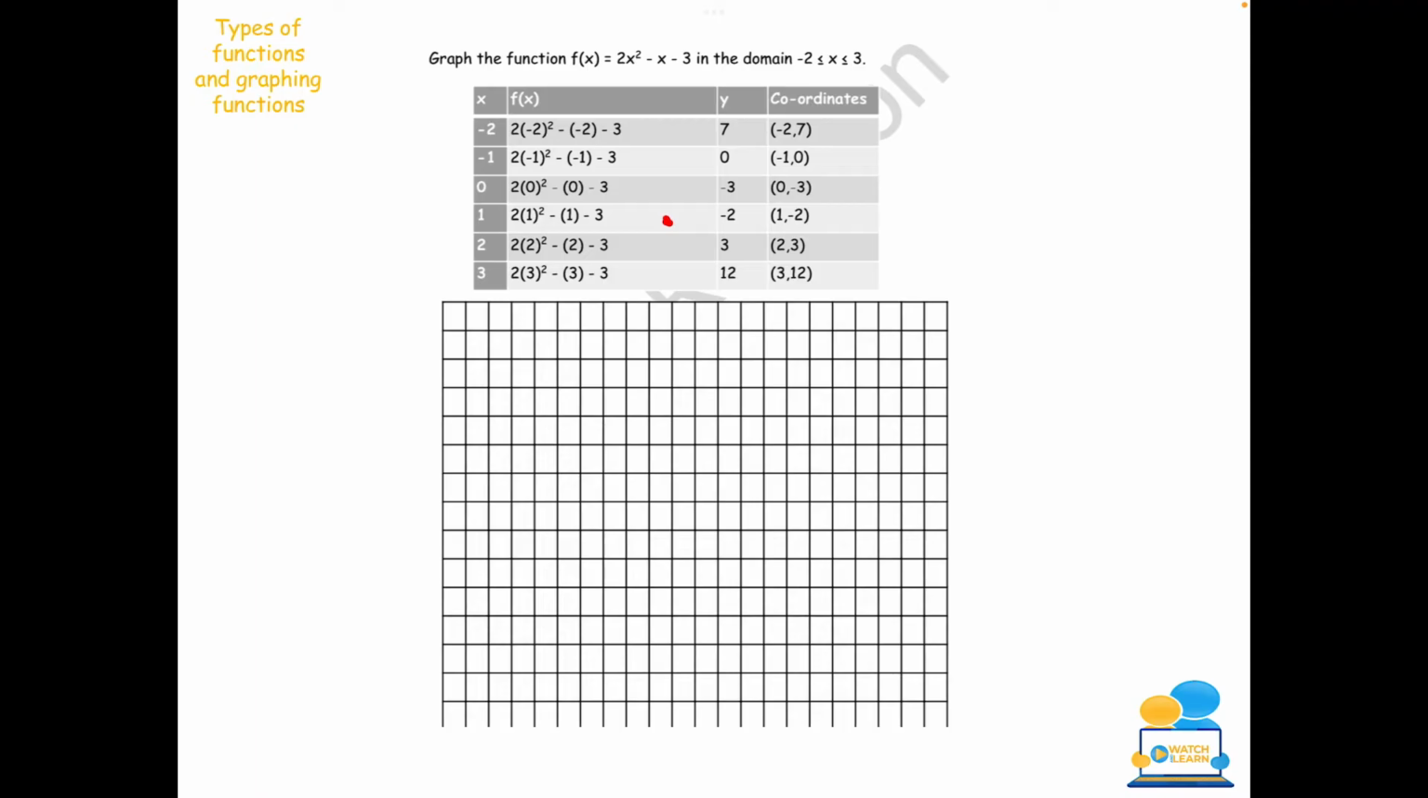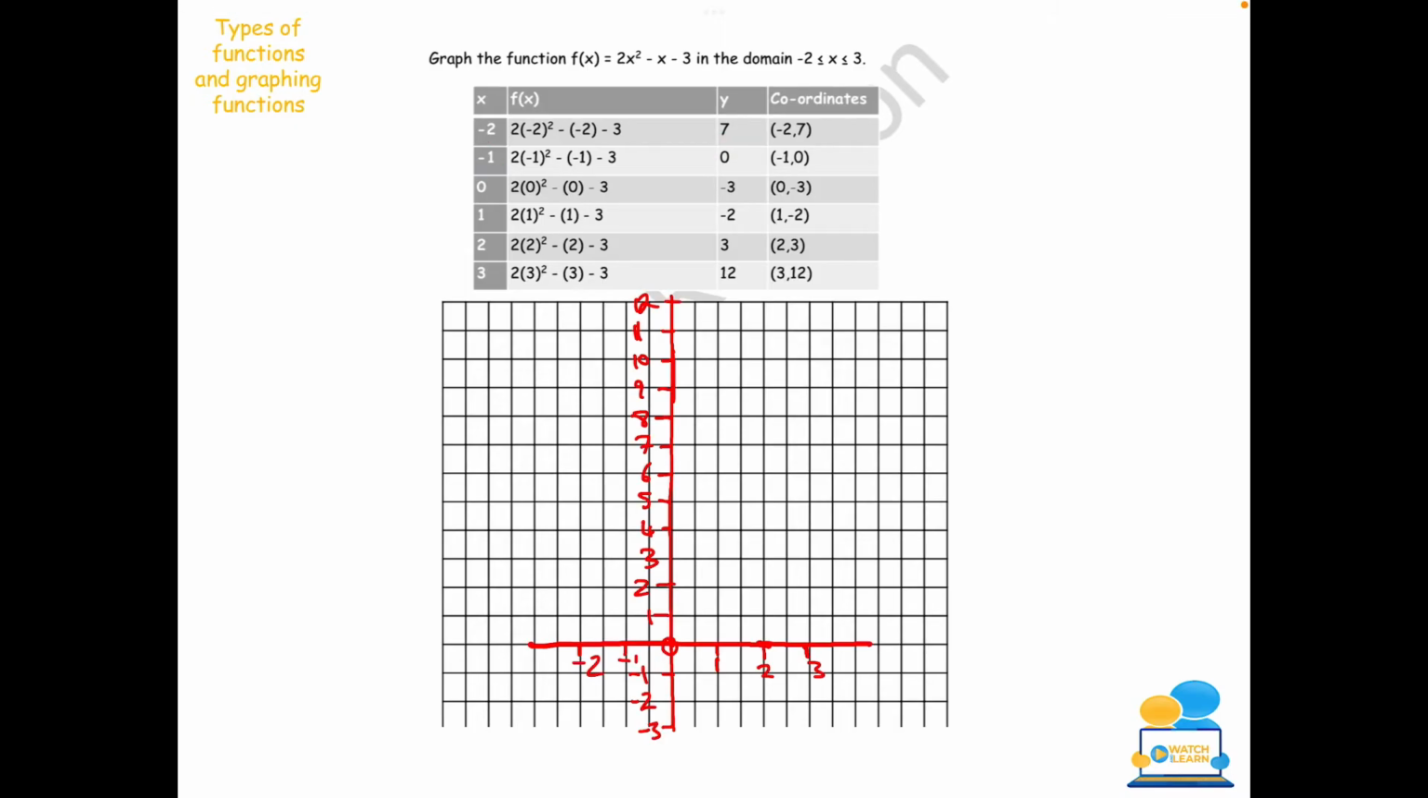Notice at the end that we are left with these coordinates. Our coordinate is (−2, 7), made up of our x value first and then our y value. (−1, 0), again your x value first, then your y. (0, −3), (1, −2), (2, 3), and (3, 12). These are the coordinates that we are now going to plot.